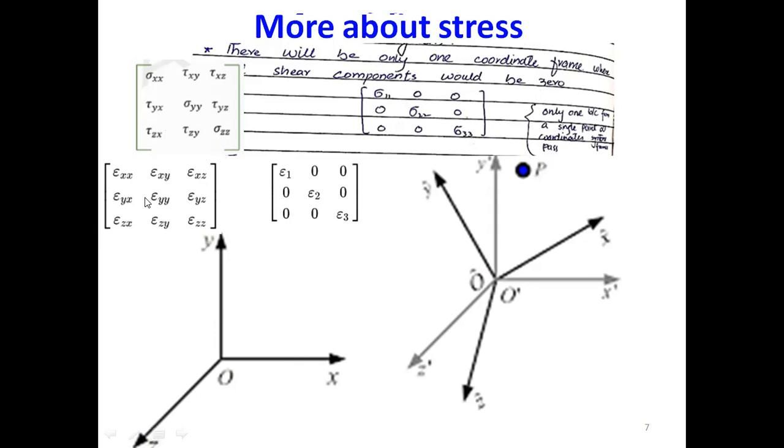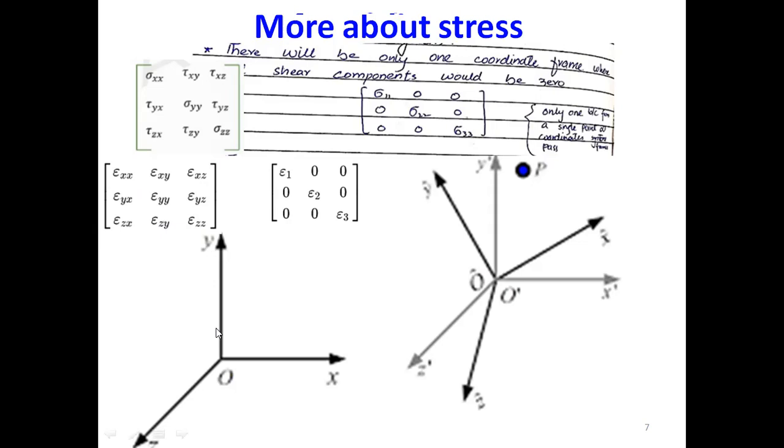Similarly, this is the strain tensor, and again it is a tensor, and it would have 9 components, and the terminology is the same. The first subscript represents the direction of the normal of the face or normal of the area, and the second subscript represents the direction of the force. And again, they have been defined in a Cartesian coordinate system.